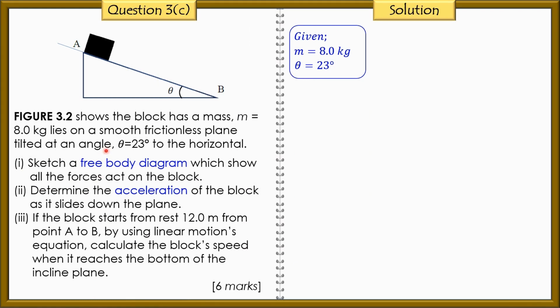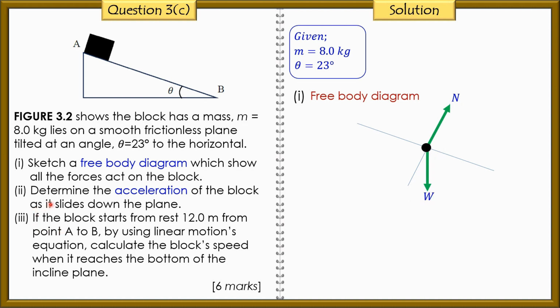Question 3c. The figure shows a block of mass 8 kg lying on a smooth frictionless plane tilted at an angle of 23 degrees to the horizontal. Firstly, you need to sketch a free body diagram which shows all forces acting on the block. To sketch the free body diagram, firstly you need to assume that the inclined plane is our reference line, and the object is a point object. Now, referring to the object located on the smooth inclined plane, there is a normal force exerted perpendicular to the surface and also the weight of the object.